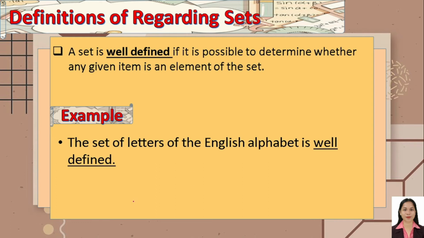Example 1, the set of letters of the English alphabet is well-defined. So, there are 26 letters and pwede natin silang isulat, yung 26. So, ibig sabihin, well-defined siya.